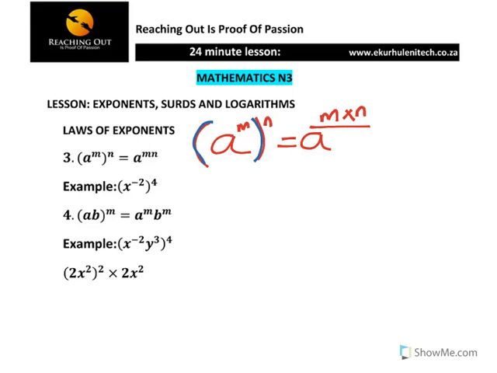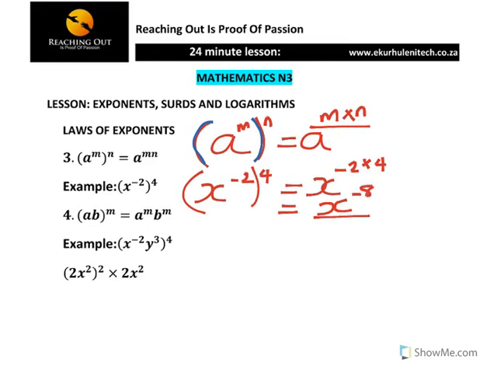Now, given an example, when they say x to the power negative 2, to the power 4, is the same as x to the power negative 2 times 4, which is equal to x to the power minus 8.